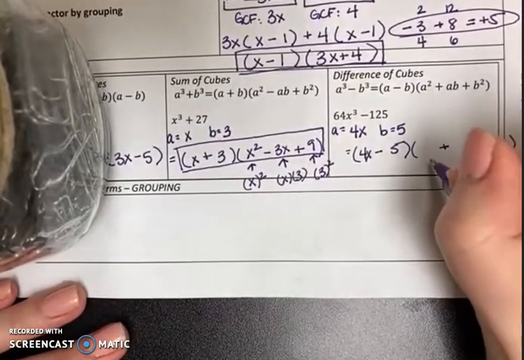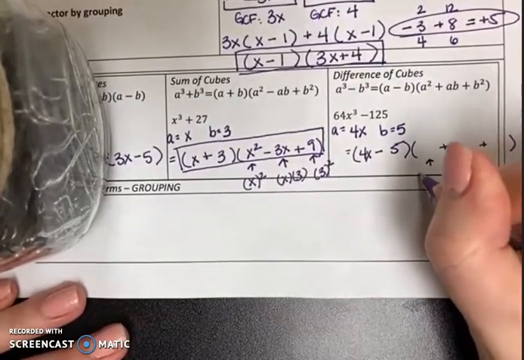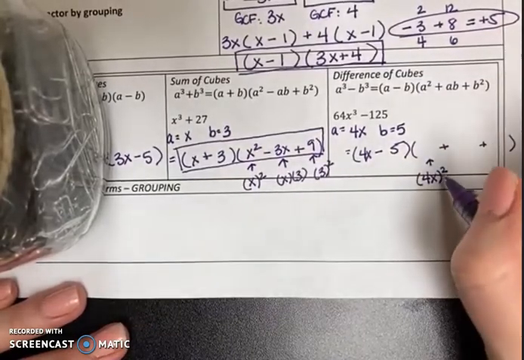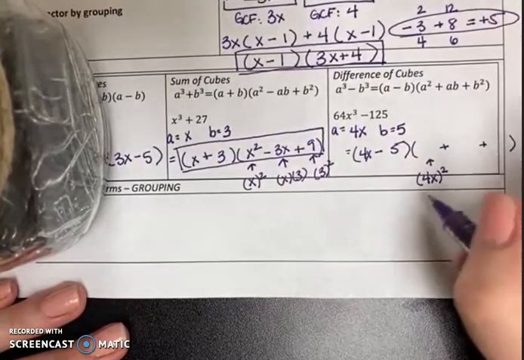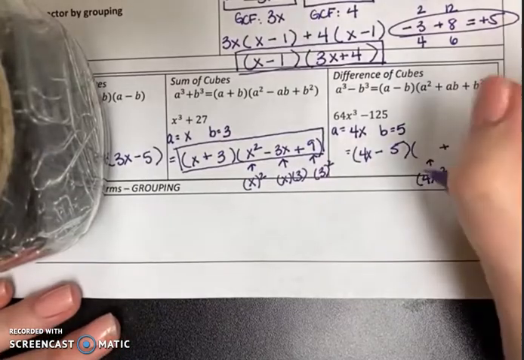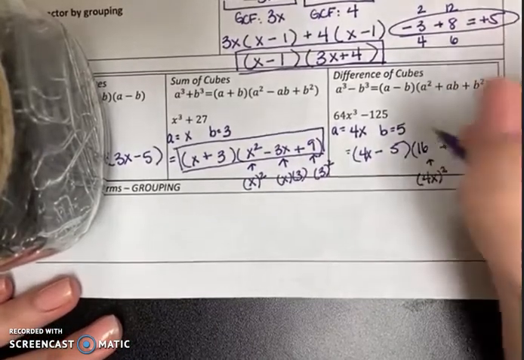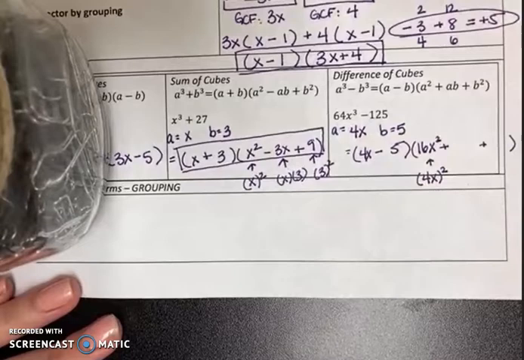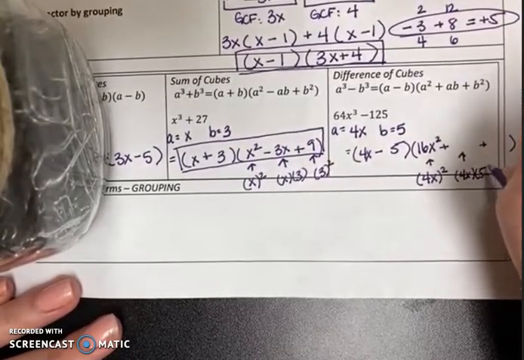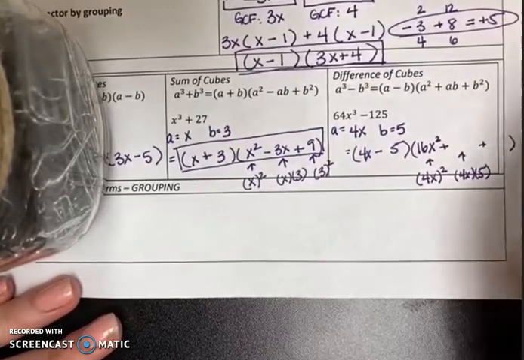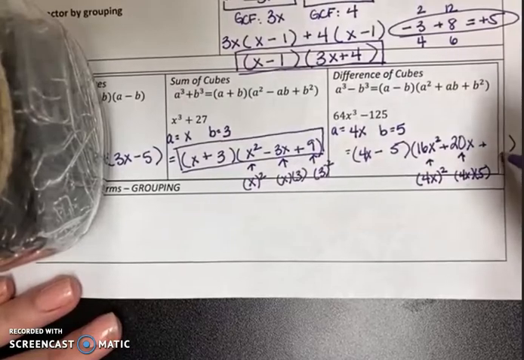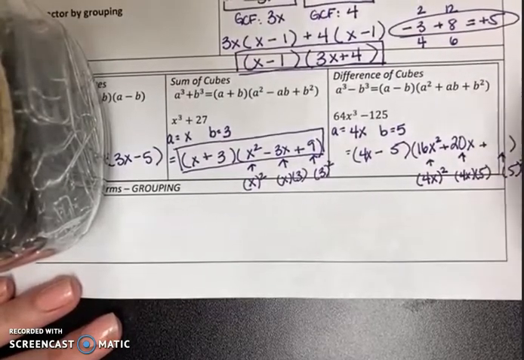In the second parentheses, the first term is going to be A squared, so 4x being squared. You need to distribute that square to both the 4 and the x. This is using your properties of exponents. So 4 squared is 16. x squared is x squared. The middle term would be A times B, so 4 times 5 is 20x. The last term is B squared, so 25.